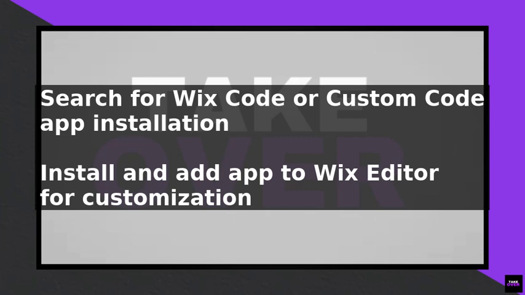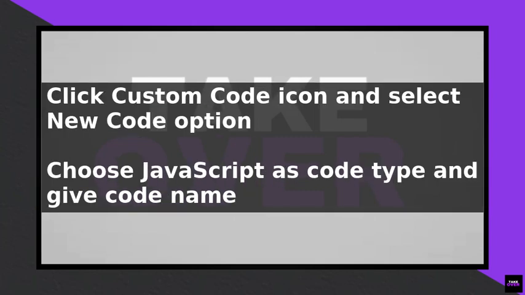To add JavaScript to a specific page on your website, click on the Page Settings icon and select the Custom Code option. Choose the JavaScript code you created earlier and configure the settings to run the code on page load or on a specific event.